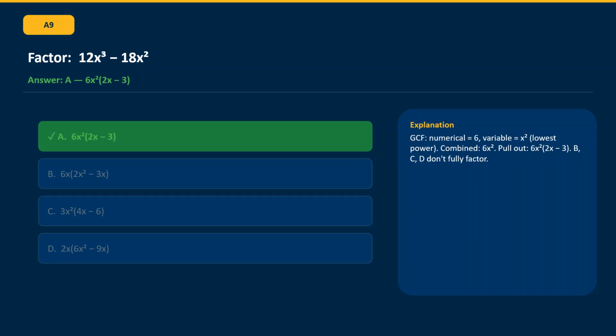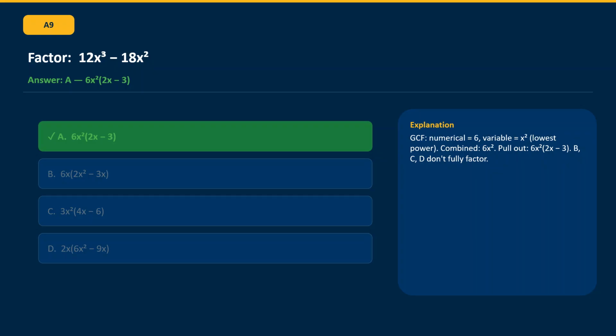The numerical greatest common factor of 12 and 18 is 6. The variable greatest common factor is x squared, since x squared is the lowest power of x present. Combined, the greatest common factor is 6x squared. Pull it out. 12x cubed divided by 6x squared is 2x. 18x squared divided by 6x squared is 3. The result is 6x squared times 2x minus 3.